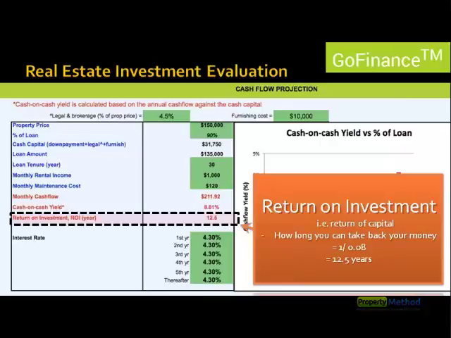So we need around 12 and a half years to take back all the cash that we have put in, the cash capital of 31,750. So this gives us a guideline of how long we can take back our so-called capital, as a measure of return on investment.